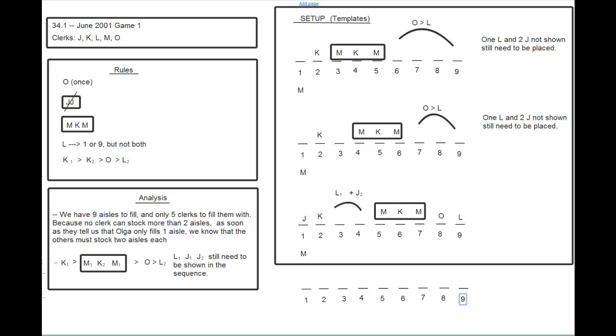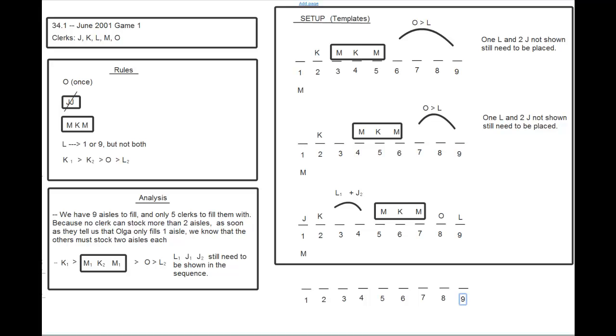But we have this rule that says that Larissa has to stock one of 1 or 9, but she can't stock both of them. So we can't go 1 and 9 because that would violate that rule. So the next thing you would try to do is, okay, let me inch them one spot closer. So 1 and 8 or 2 and 9. We can't go 2, 9 because K is always in 2.